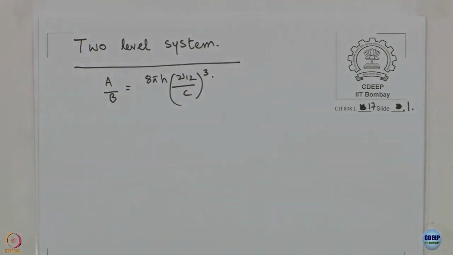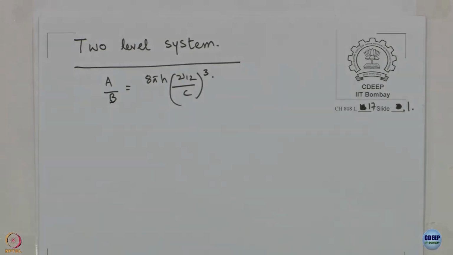What does nu 1 2 stand for once again? This frequency nu 1 2, what does it denote? It denotes the energy gap. So, from this expression, what can we say about the relative propensity? I do not want to use the term probability right now, relative propensity of spontaneous emission and stimulated emission.